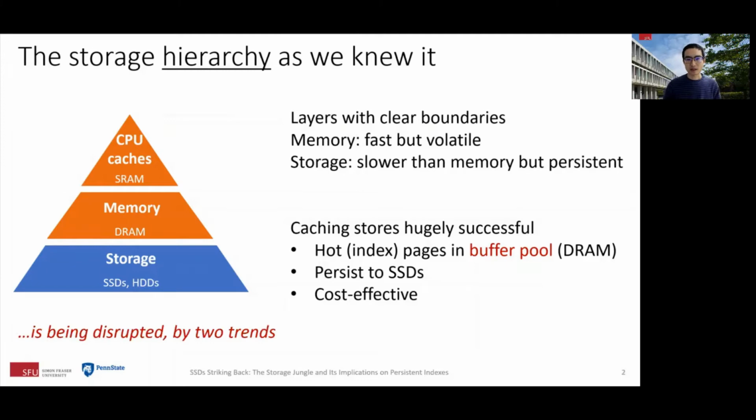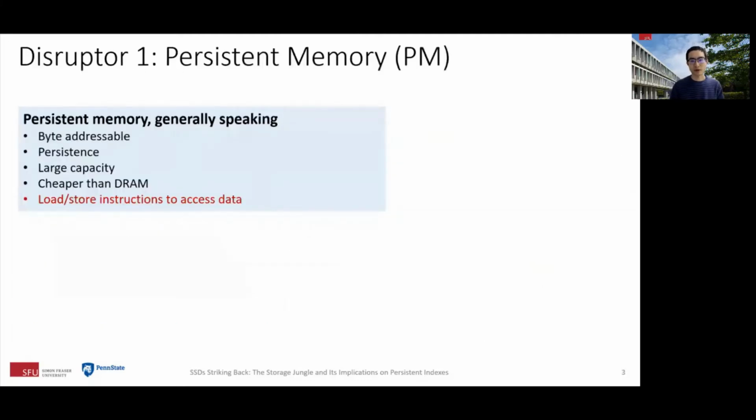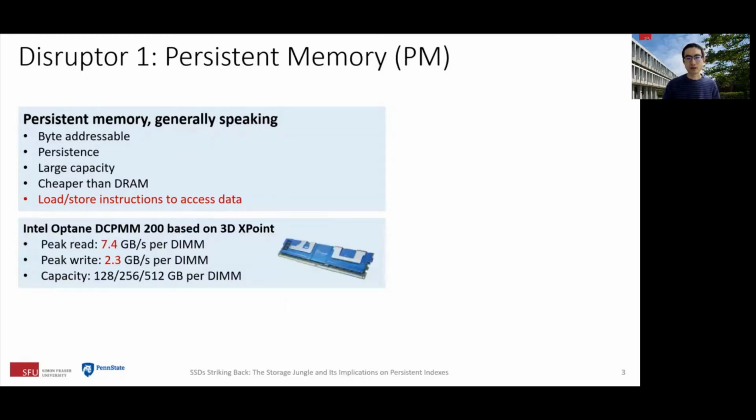However, this hierarchy is actually being disrupted by two trends. The first one is persistent memory, or PM, which in general is a type of device that offers byte addressability, persistence, larger than DRAM capacity, and also cheaper than DRAM price on the memory bus. Because it's on the memory bus, we can use load and store instructions to access data without having to use a file system. Currently, the only product we can buy for PM is Intel Optane DC PMM.